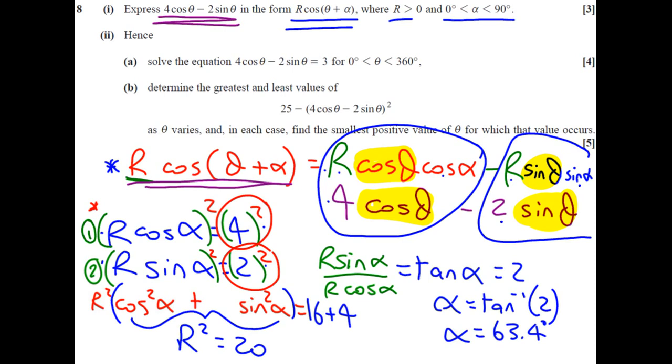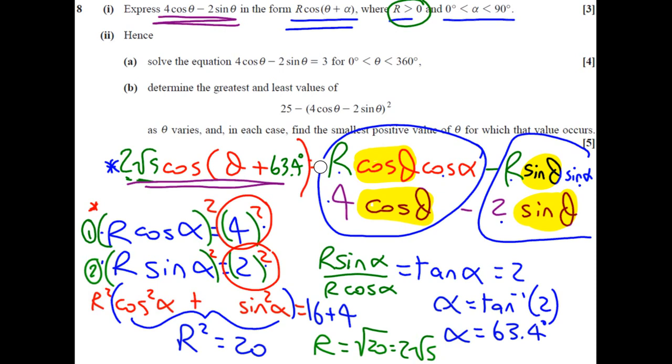Now, when you square root, you usually need to do plus or minus, but refer back to your question that r is greater than 0. So you just need the positive version of root 20, which is root 4 root 5, which is 2 root 5. Okay, so we've forced it into that form with r as 2 root 5 and alpha as 63.4. Okay, I'm going to clear all that ink off and just leave the final thing that we found out.